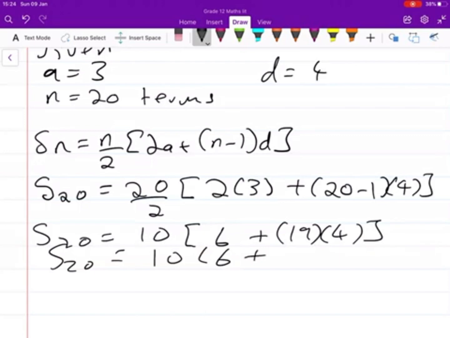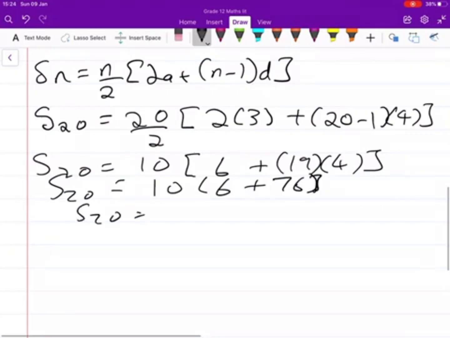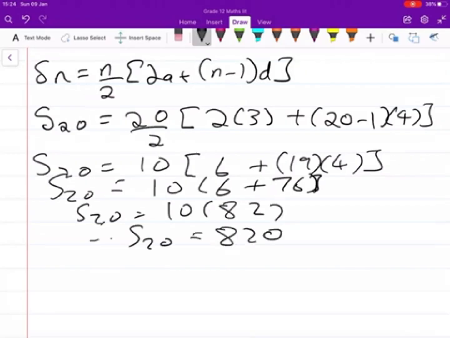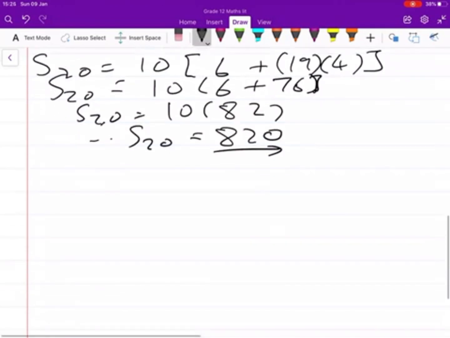Let me just use a calculator for that. I am lazy to think or type. That is 19 times 4, so that is 76. Okay, so S20 equals 10 multiplied by (76 plus 6), which is 10 multiplied by 82, and of course S20 is 820. Okay, we can take a second example.